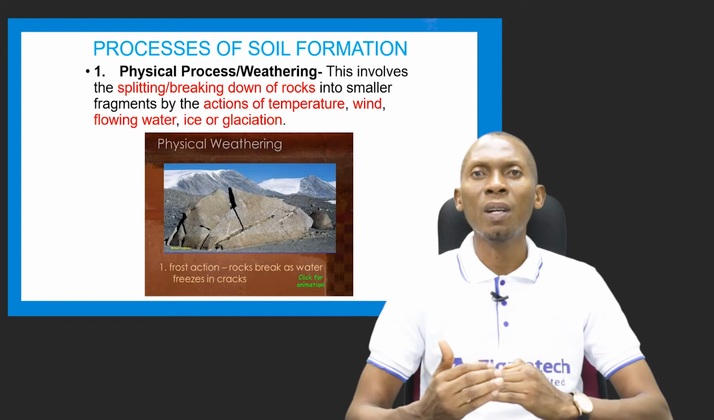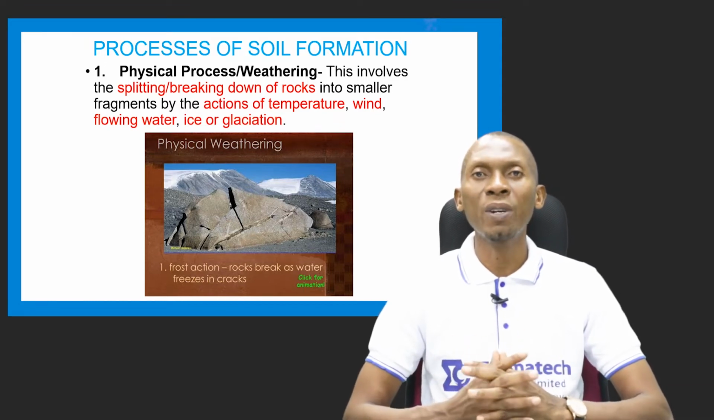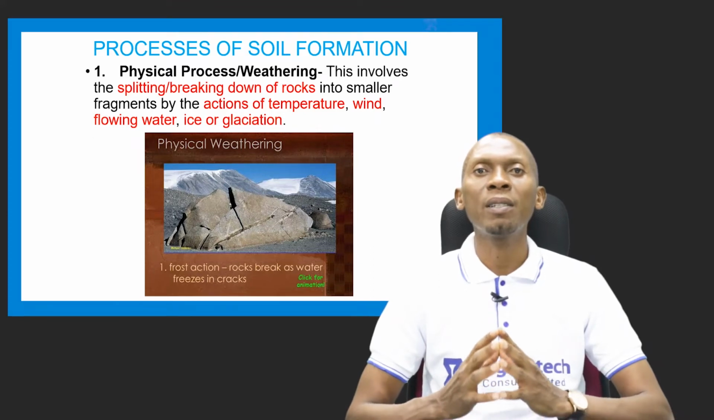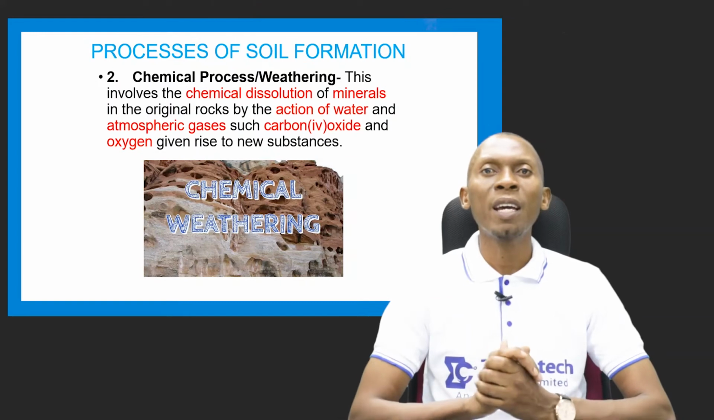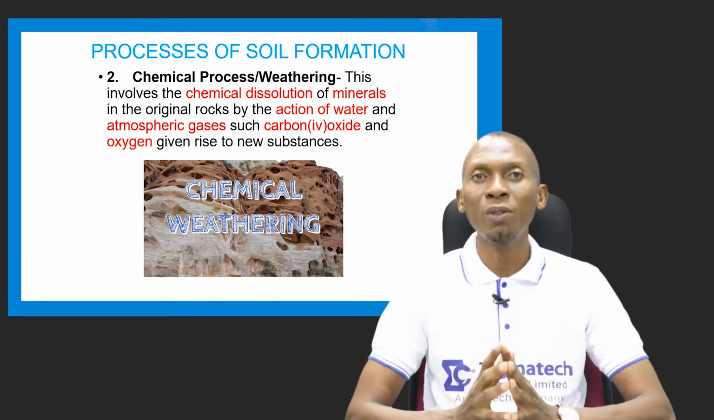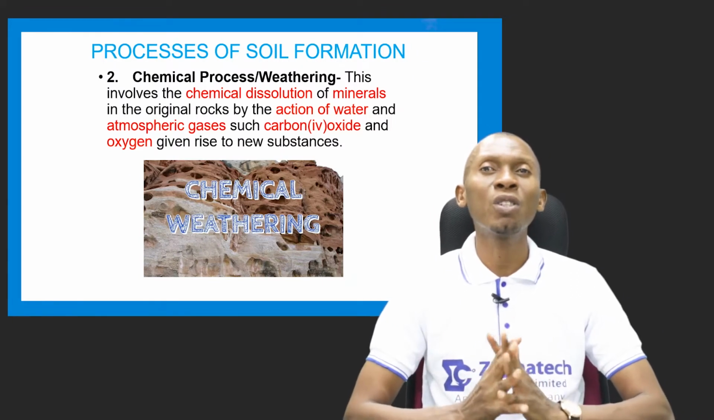Now these factors can cause rock to break down or disintegrate. And once this takes place, it's called physical weathering. We also have chemical process or chemical weathering. This involves the dissolution of minerals.